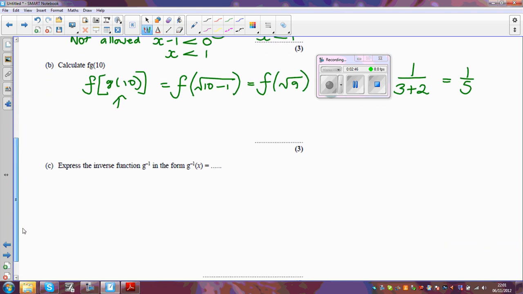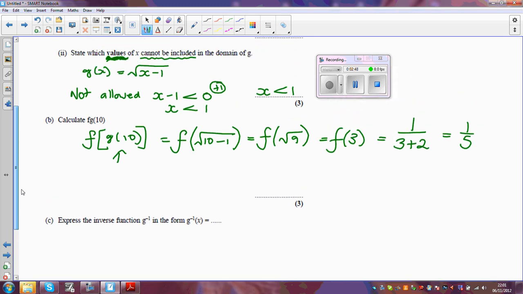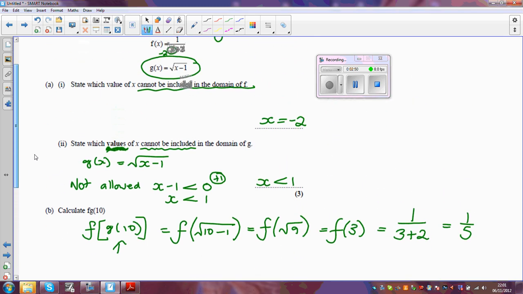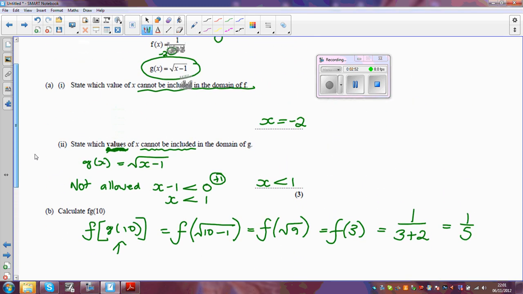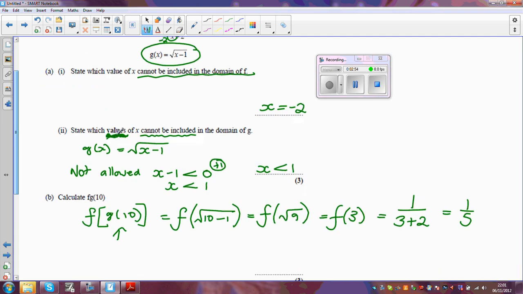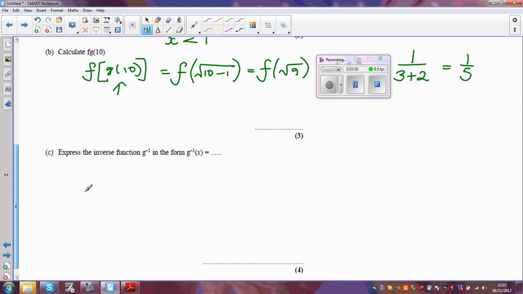Okay, to find the inverse function, remember, we're trying to find g to the minus 1. The first thing we have to do is write y equals g of x. So we can see that g of x is the square root of x minus 1. So I have to write y equals the square root of x minus 1. And what I have to do now is make x the subject.